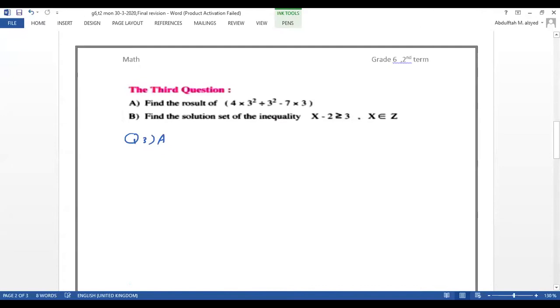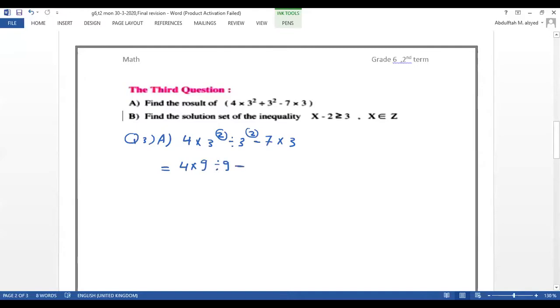So this is talking about the order of operations. 4 times 3 squared divided by 3 squared minus 7 times 3. As we have mentioned before, if there is a power, you have to finish the power first. So 4 times 3 squared is 9, divided by 3 squared is 9 also.